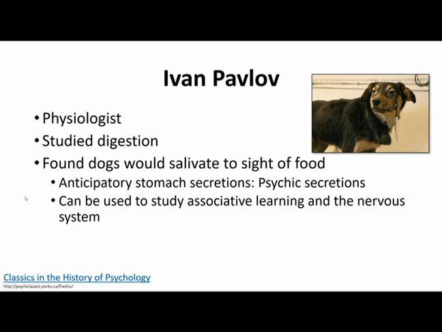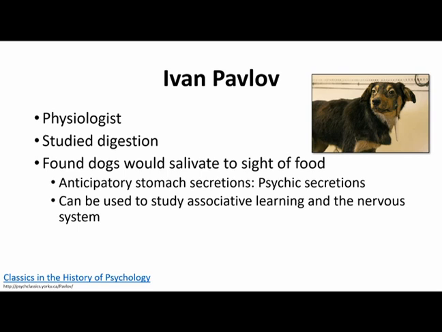And as part of that research, they happened to notice that dogs would begin to salivate just at the sight of food. They didn't have to be able to smell it or start eating it. Just the sight, knowing that they were going to be getting food, made them salivate. And so they called these anticipatory stomach secretions, or sometimes psychic secretions, because it seemed to be sort of this foreknowledge of something that was coming.